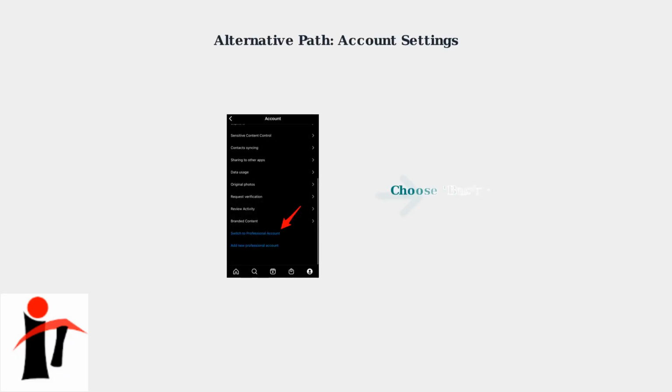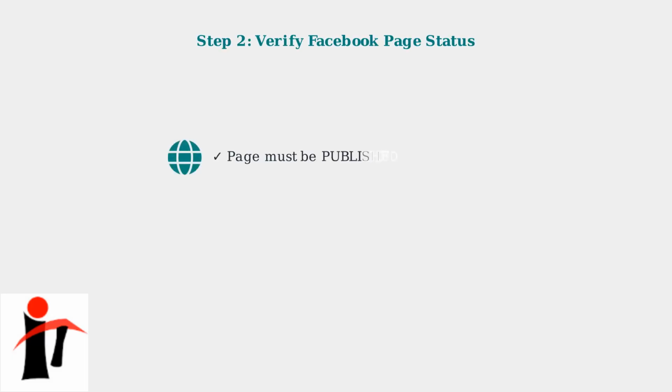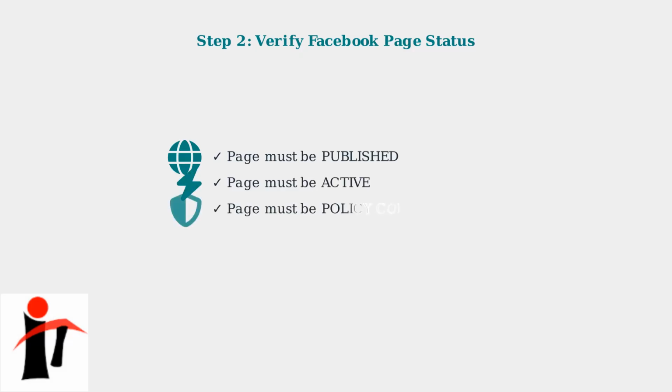This is crucial for proper integration with Meta Business Suite. You can also access this setting through the main account settings. Look for the Switch to Professional Account option and ensure you select Business rather than Creator for full Meta Business Suite compatibility. Step 2. Confirm your Facebook page is published, active, and compliant with Meta's business policies.